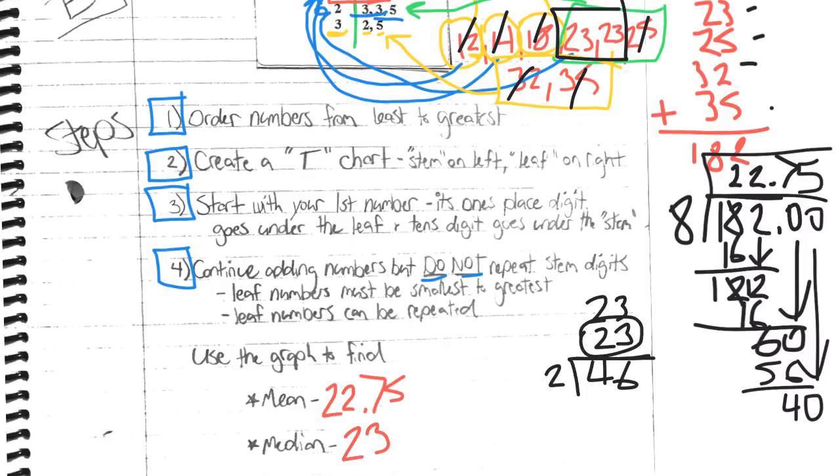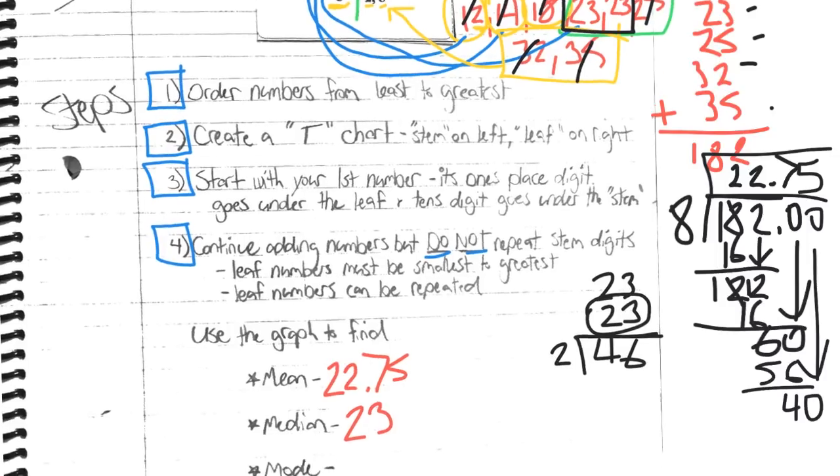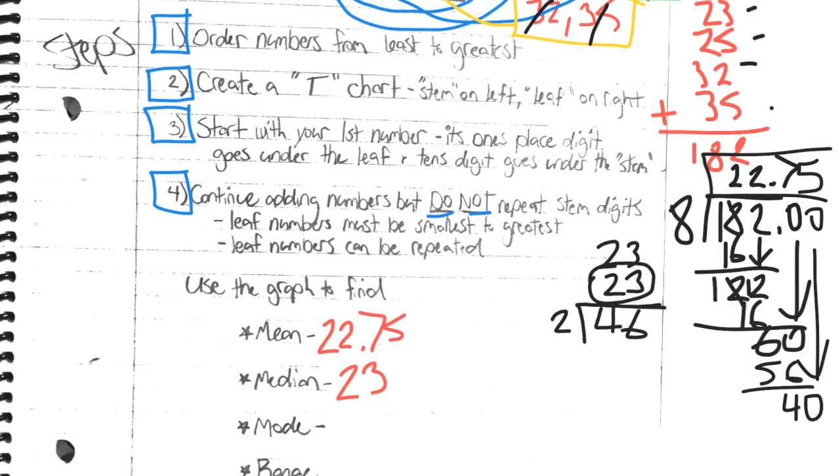Our mode is our most repeated number. Now this doesn't always happen like this, but the only one that's repeated is 23. So 23 is our median and our mode because it was in the middle, and it was the only one that was repeated because there were 2 of them.